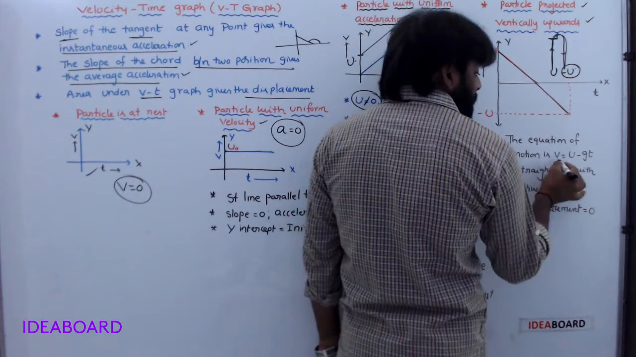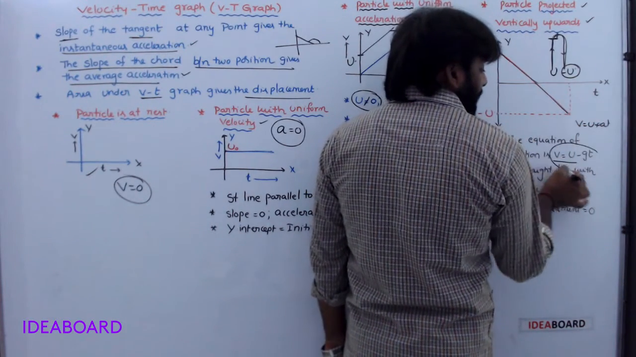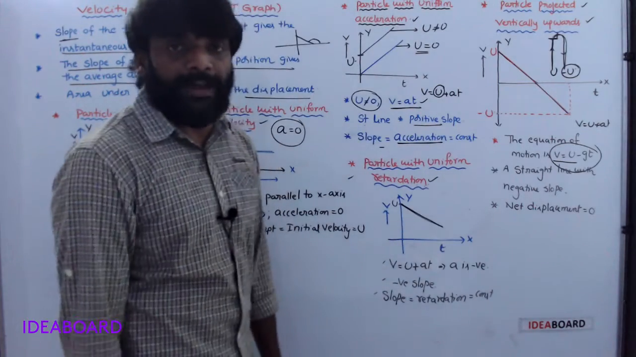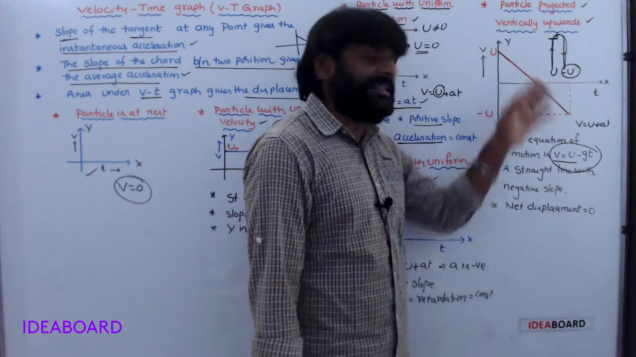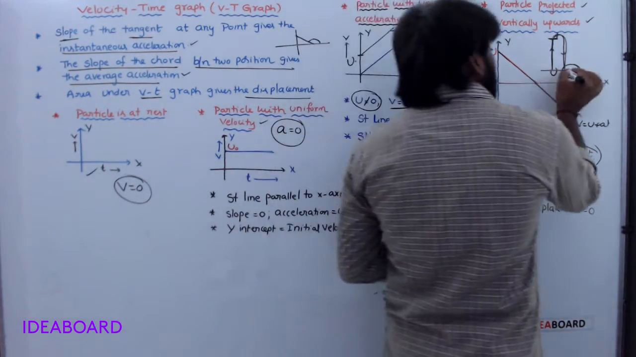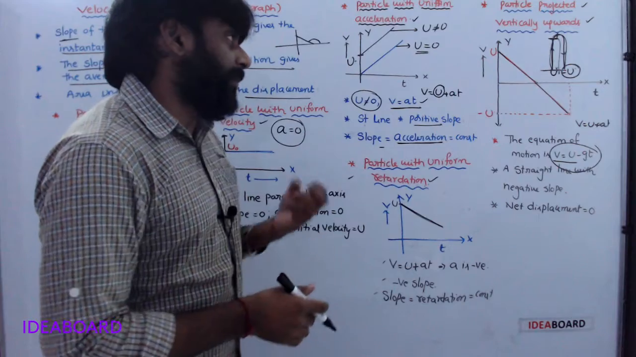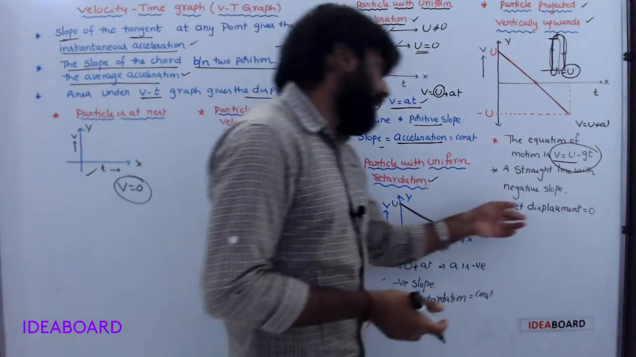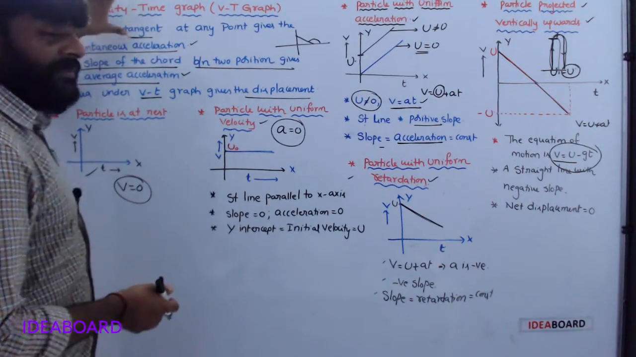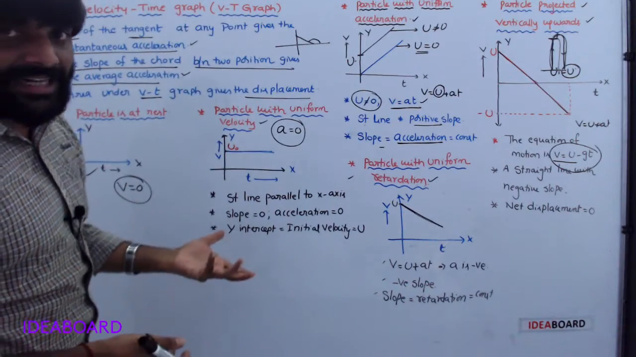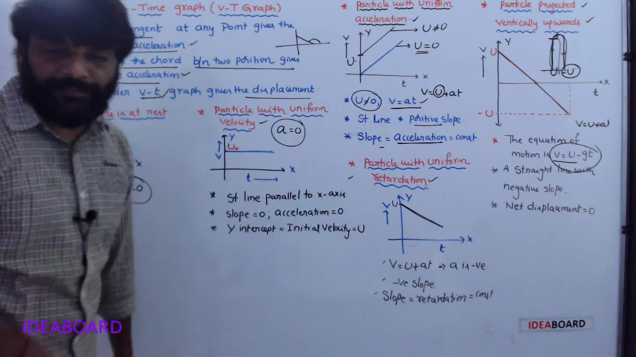The equation of motion is generally v equals u plus at. In this case, taking acceleration due to gravity, v equals u minus gt. A straight line with a negative slope. Net displacement in this case is 0, because the initially projected point and striking point are the same. The important point here in the velocity time graph: slope gives the acceleration and area under the VT graph gives the displacement. Understood?